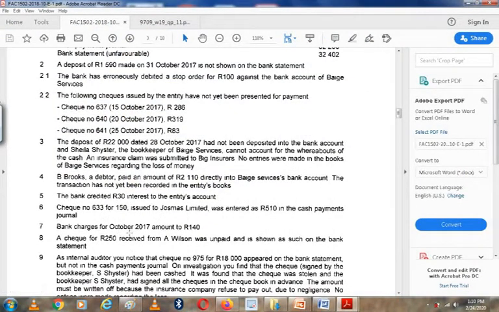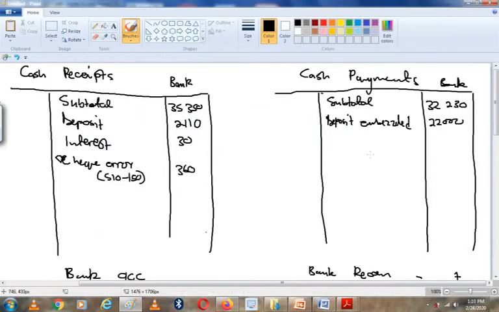Okay, bank charges for October amounted to 140. So those are bank charges. So bank charges will come here under the cash payments. Already they show on the bank statement, therefore there's no need for you to put them in the recon. You just put them under payments because they have not yet been entered in our payments. 140.